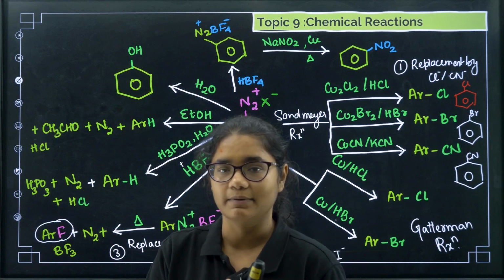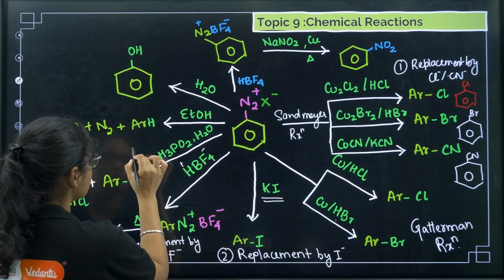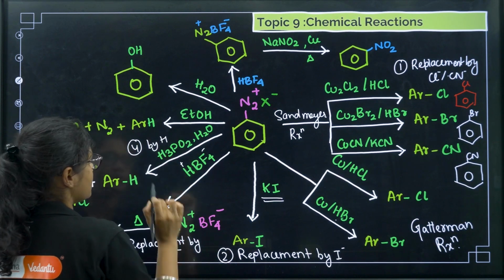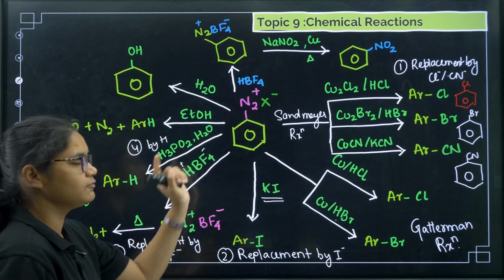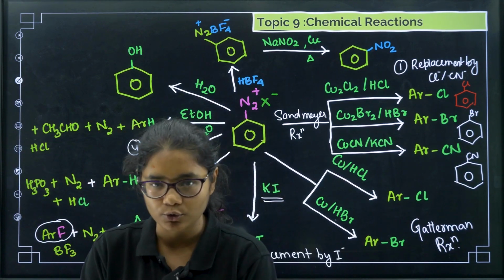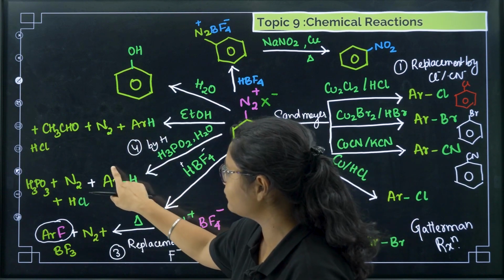Next was replacement by hydrogen, right? So the fourth one here is replacement by hydrogen. For that you just need to use H3PO2 in presence of water. For replacement by hydrogen we have to use H3PO2 in presence of water. So H3PO2 and water will give you ArH.